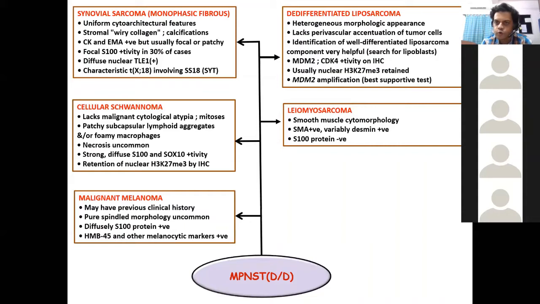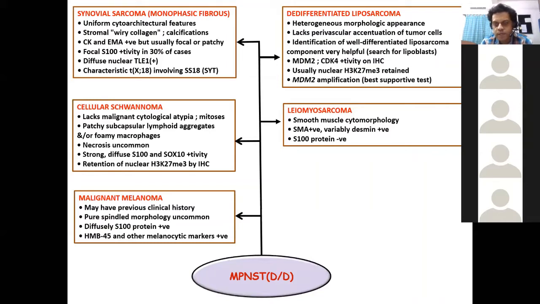All those are soft clues. Ask for your CK, EMA, BCL2, CD99, etc. S100 positivity might sometimes lead you astray because focal positivity can also be seen over there. Diffuse nuclear TLE positivity is something you see in the case of synovial sarcoma, not in this case. And obviously a FISH for translocation exists if you want to rule it out finally.